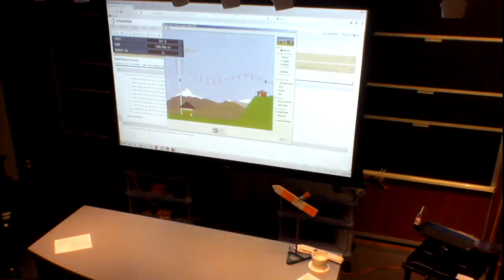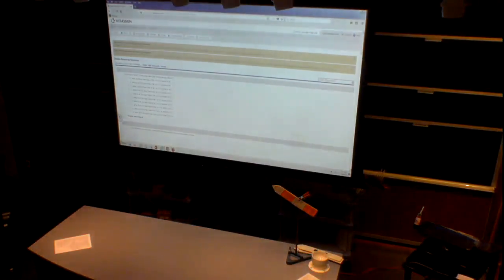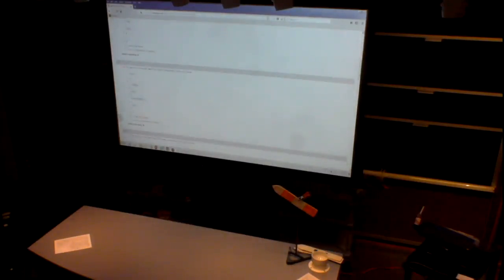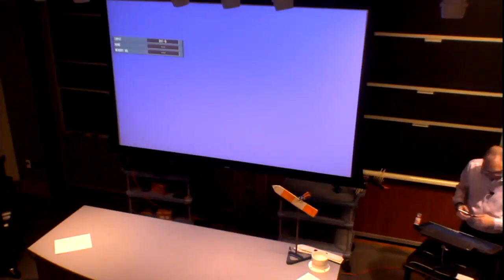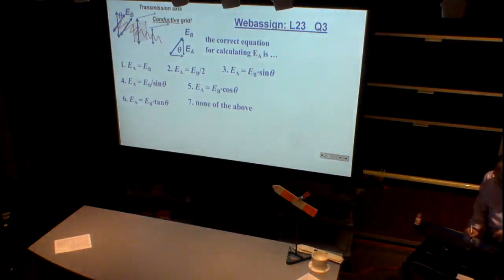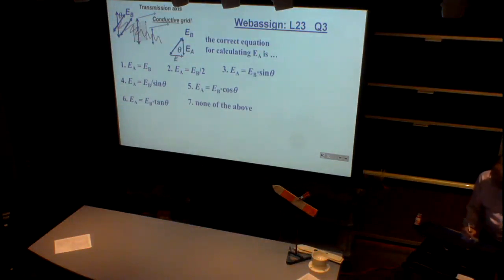Okay. We can close it. That's question number three. Geometry. Yes, we do know geometry. Of course, it's just a standard right triangle. This arrow is what we could call the component which is perpendicular. This arrow is the component which is parallel to the transmission axis.